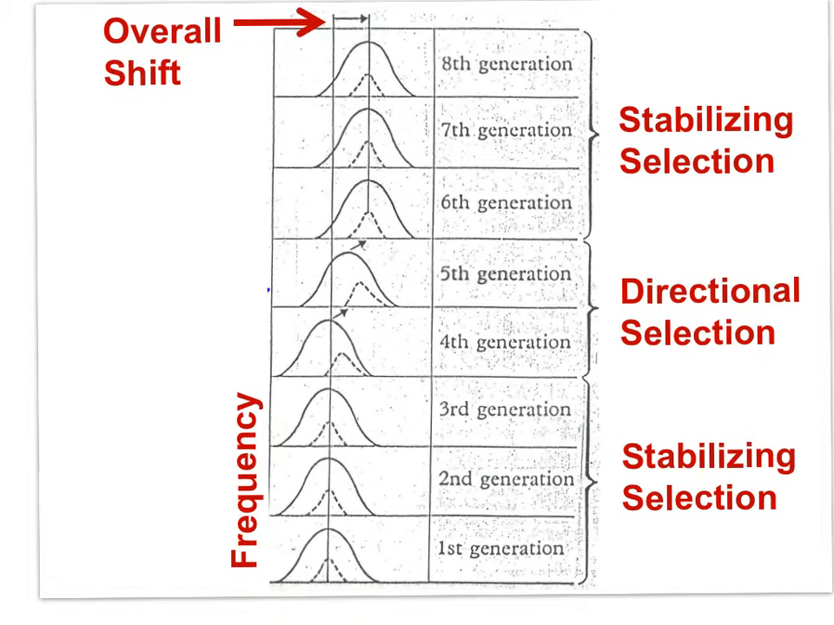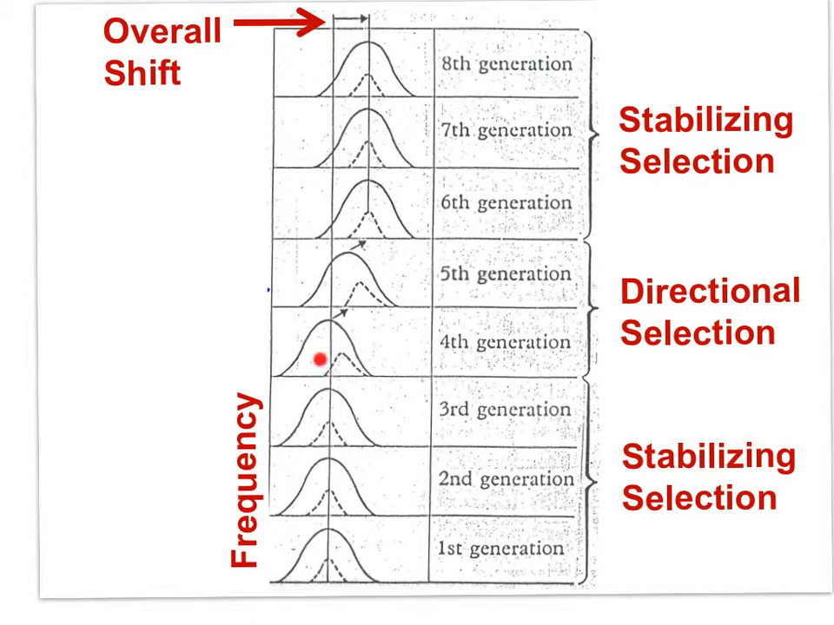Coming back to the frequency phenotype graphs that I've introduced earlier, we have time progressing from the bottom to the top. Notice that in the first 3 generations, there was no shift in the phenotype curve. Selection was not strong on this phenotypic characteristic, or selection was equal on both ends of the variation. Neither extreme was favored. This would be stabilizing selection.